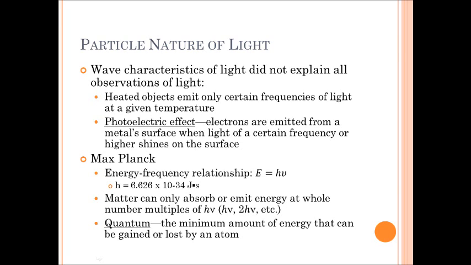Basically, if you have a surface and you have light shining down on it, the electrons will not be emitted unless the light is of a certain energy. Once that's the case, then they will leave the metal surface. And Max Planck studied this and proposed a relationship between the energy and frequency, which was related through his constant. So, what it said was that energy is equal to Planck's constant times the frequency.